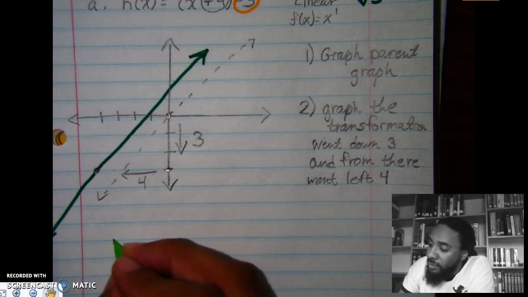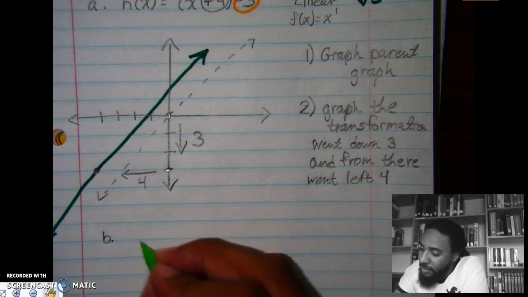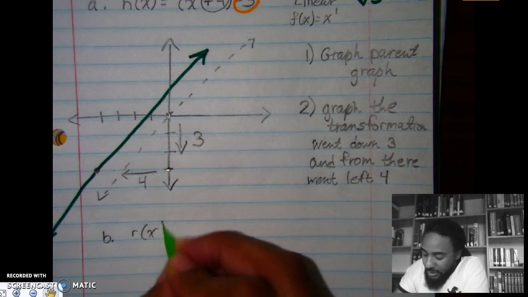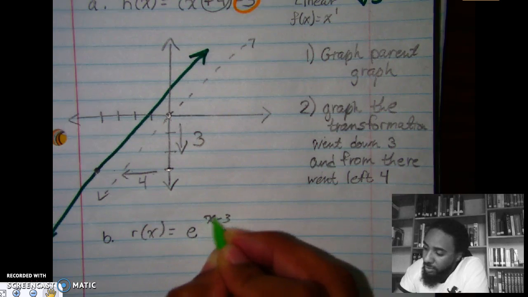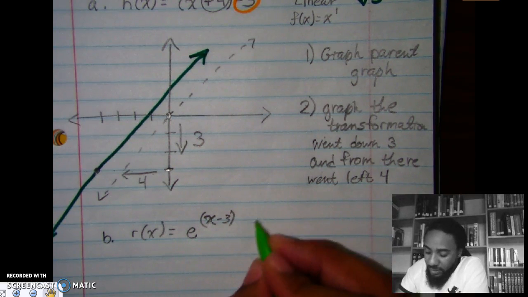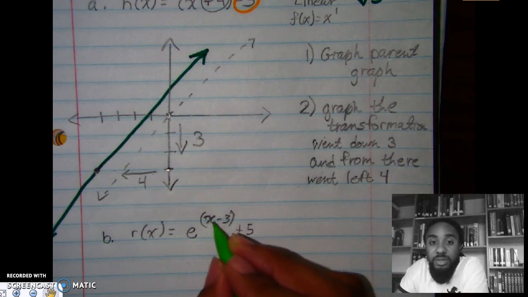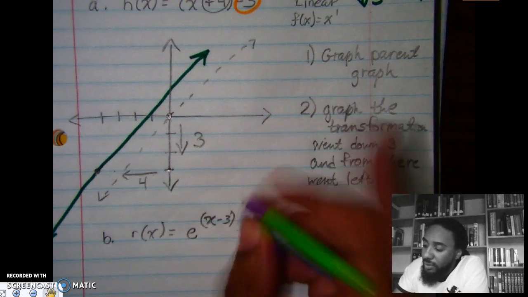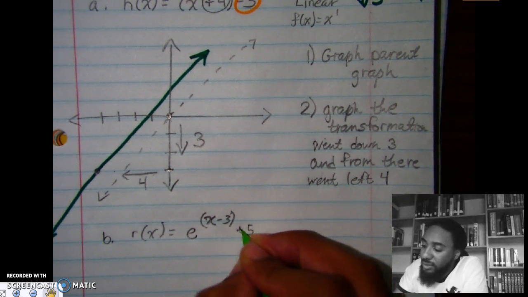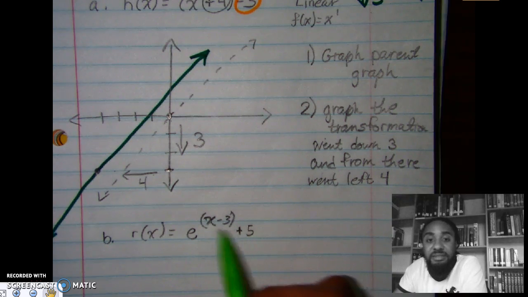All right, so let's go to B. We're going to do R of x equals e to the (x minus 3) plus 5. We'll put parentheses there. Now, most of the time, there will not be parentheses up there for this part. Normally, it would just be x minus 3 as an exponent and then plus 5. I put the parentheses there to make sure you understand that that's the inside part.